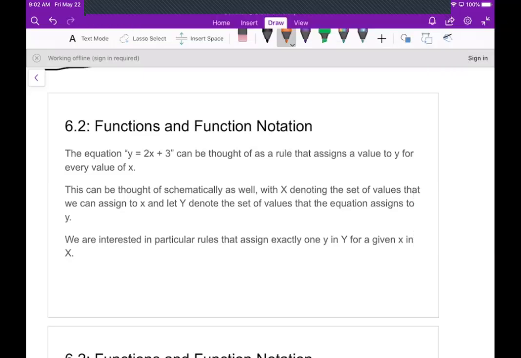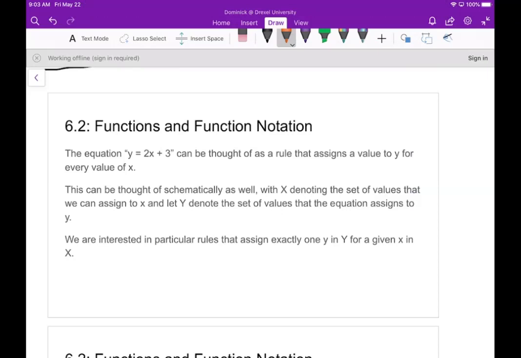Okay, guys, welcome. Today we're going to talk about functions and function notation, right? So we'll talk about specifically what a function is, and then we'll talk about how you can typically see functions written and how to tell if an equation represents a function, okay?